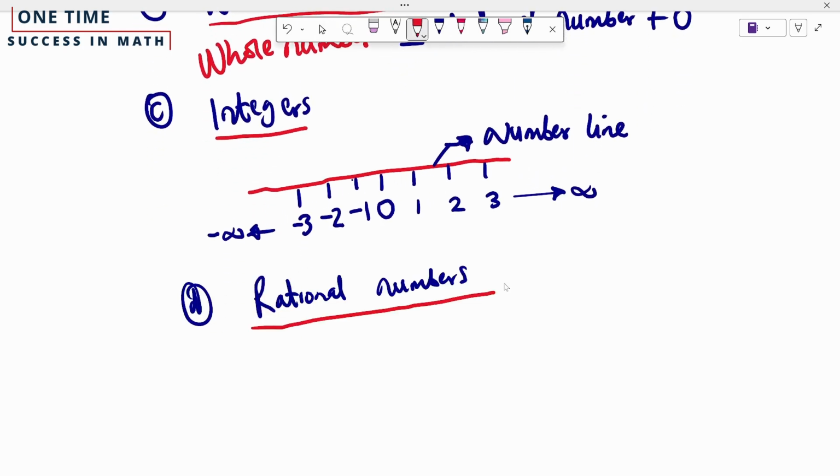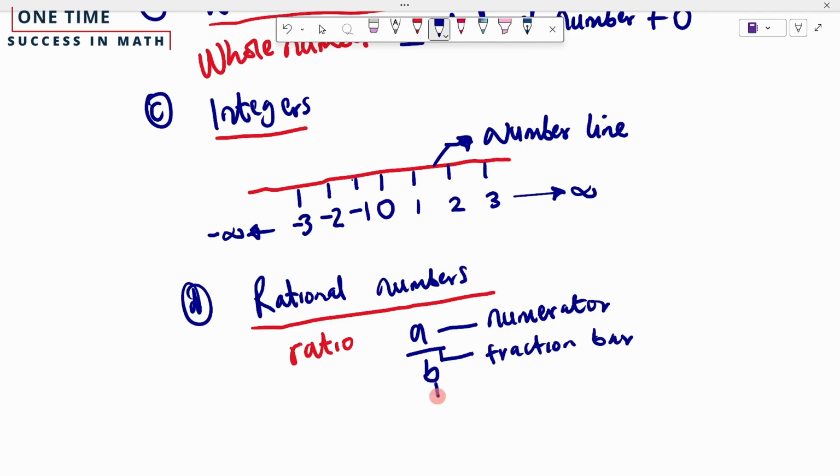When we talk about rational numbers, it is important that we understand what the word itself means. It comes from the word ratio. And ratio is just a comparison of two numbers, usually written in the form of a fraction, like this: A over B, where the number on top is the numerator, this is the fraction bar, and the number below is the denominator. So in simple terms, a rational number is any number we can write in the form of a fraction.